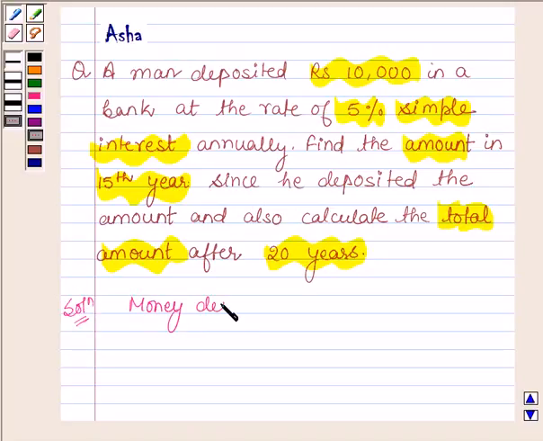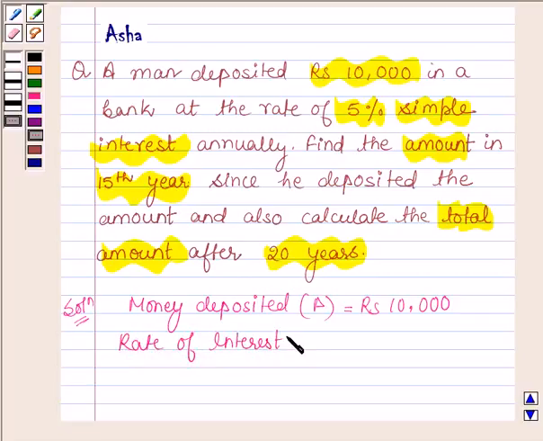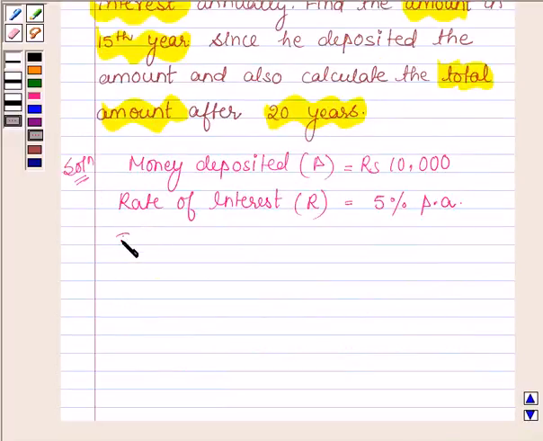The money deposited, that is denoted by P, principal, that is rupees 10,000, rate of interest, that is denoted by R, is 5% per annum, and let us denote the time period of 1 year by T.